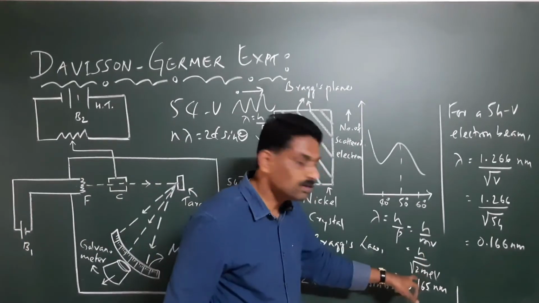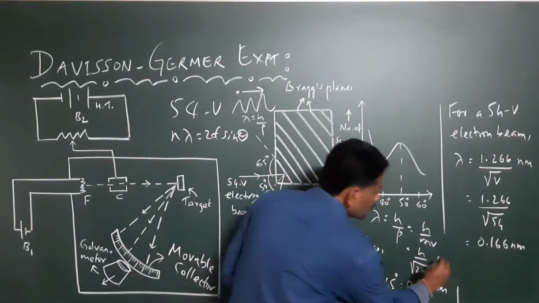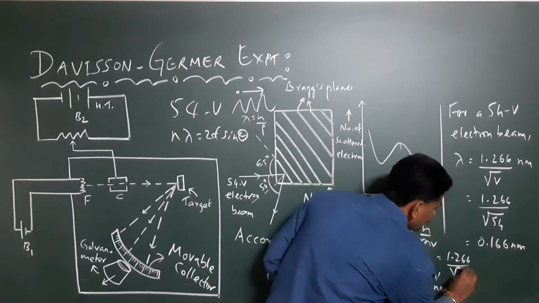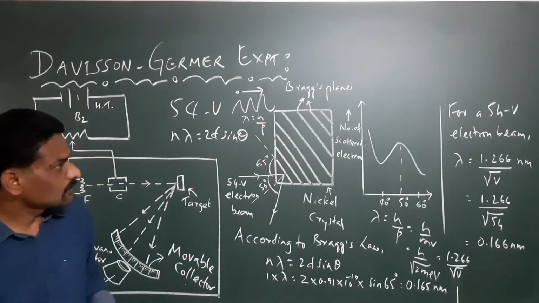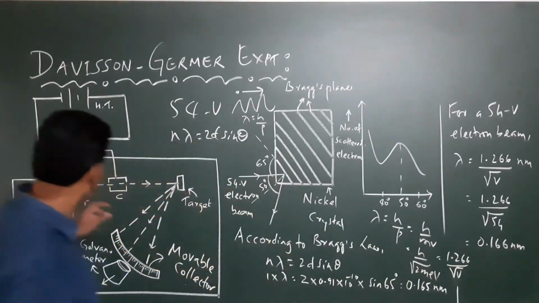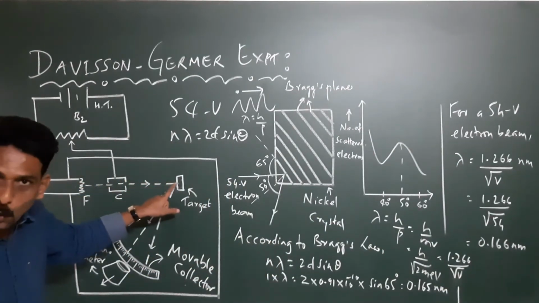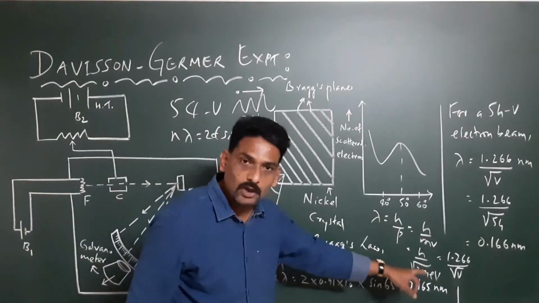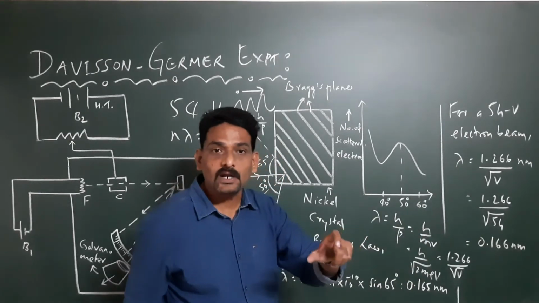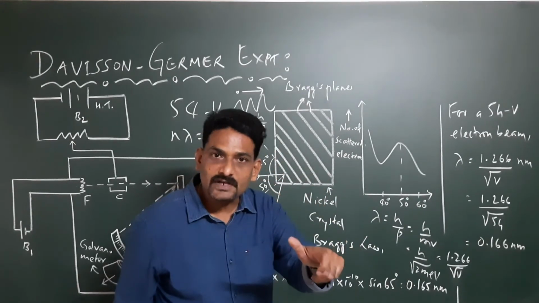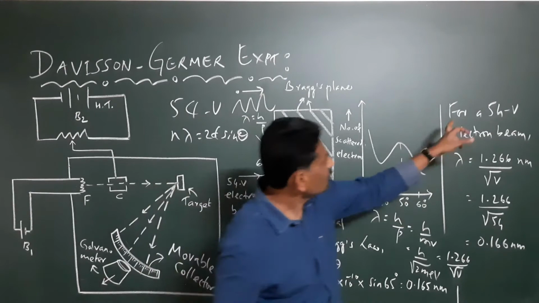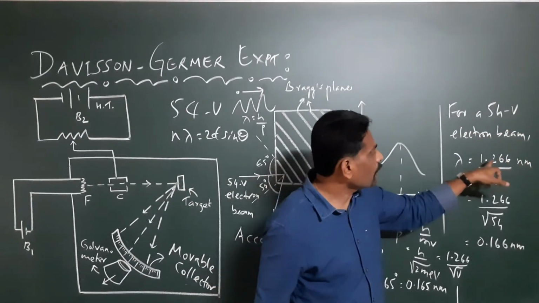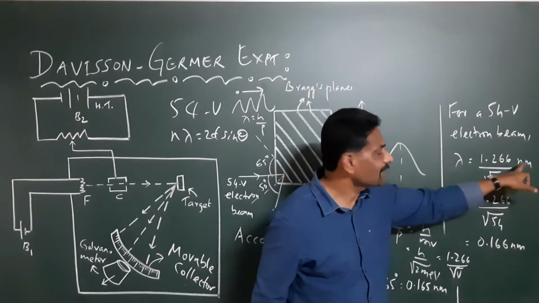If we substitute all these values, we get a value of 1.266 divided by root V. So what we are doing here? We have supplied an electron beam of 54 volt. What is the applied voltage? 54 volt. So by applying this de Broglie hypothesis, we are trying to calculate the wavelength associated with that electron. For a 54 volt electron beam, lambda equals 1.266 divided by root 54 nanometer.